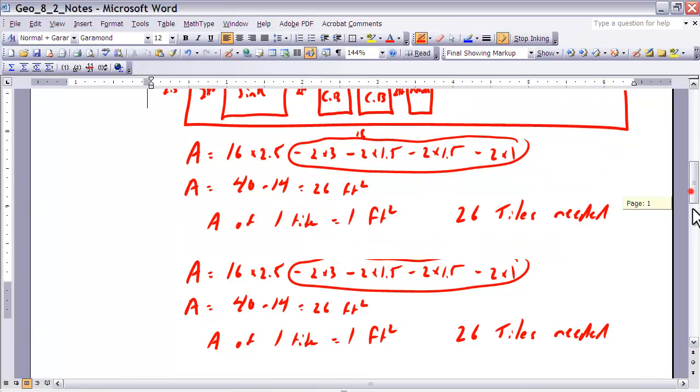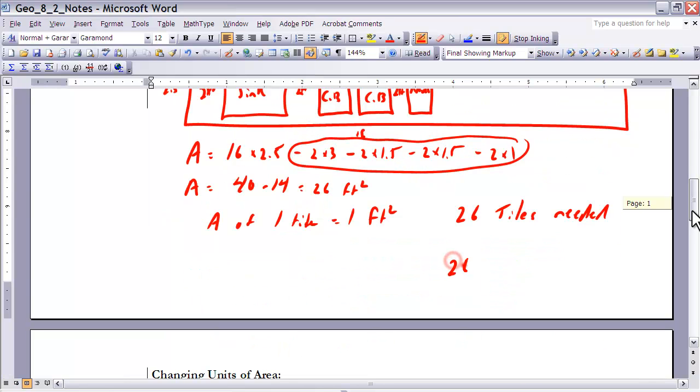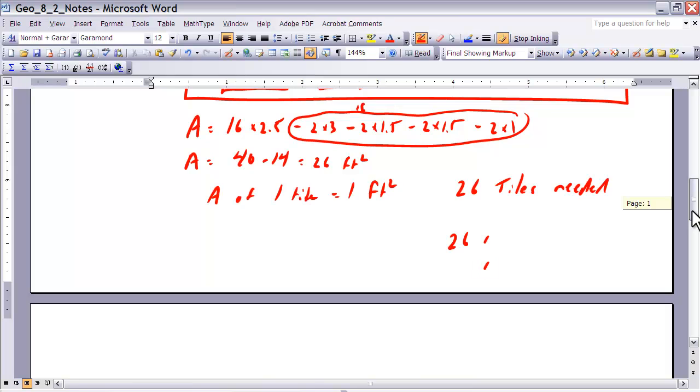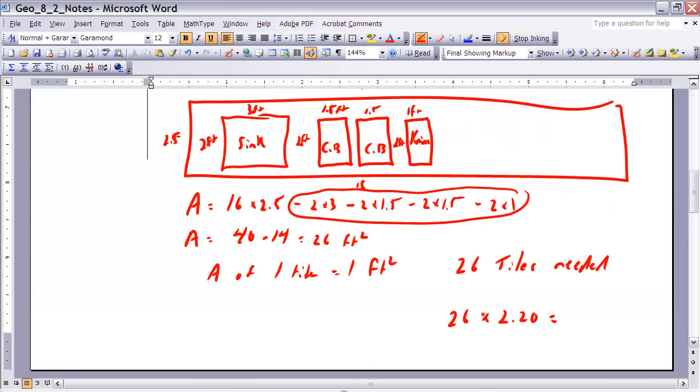And to get the total cost, I'm going to take that times $2.20. So I'm going to take 26 times $2.20, and if I do that, I get $57.20. Therefore, the tile is going to cost $57.20.